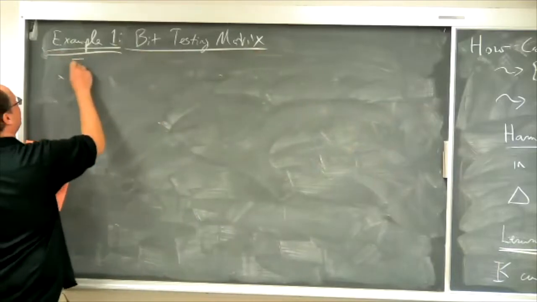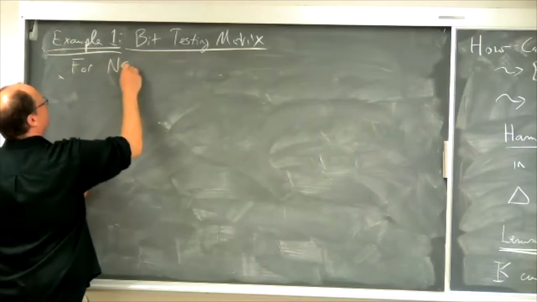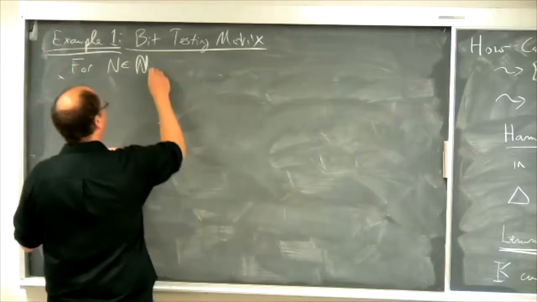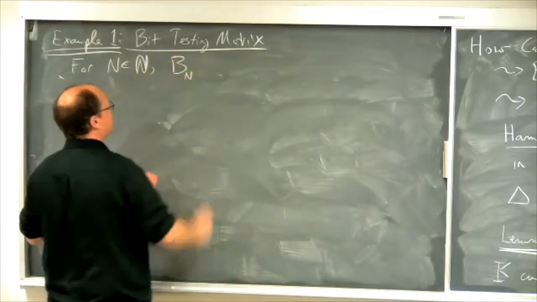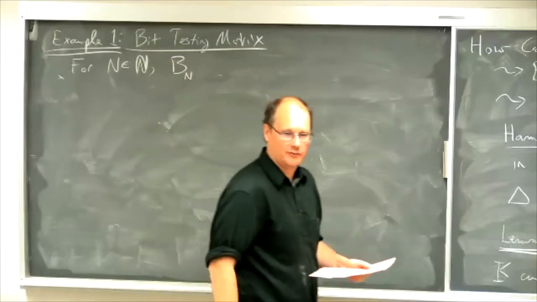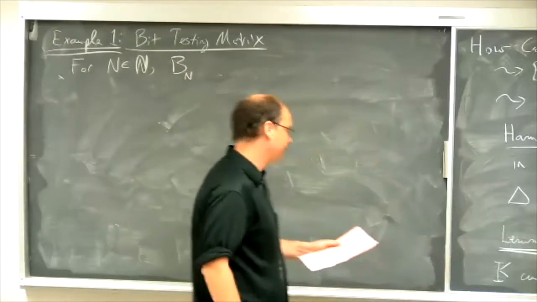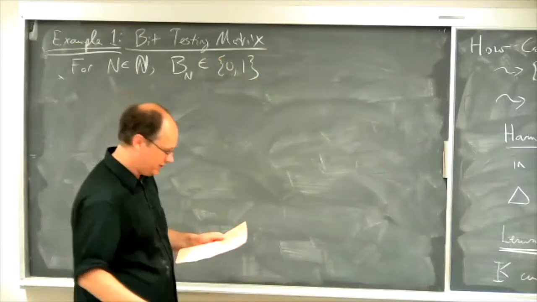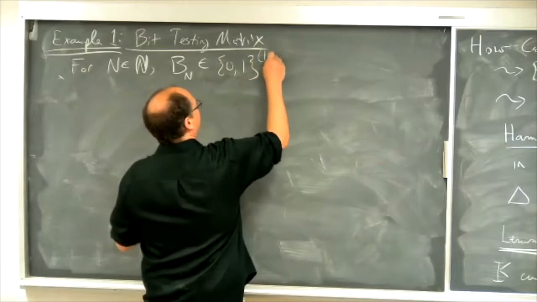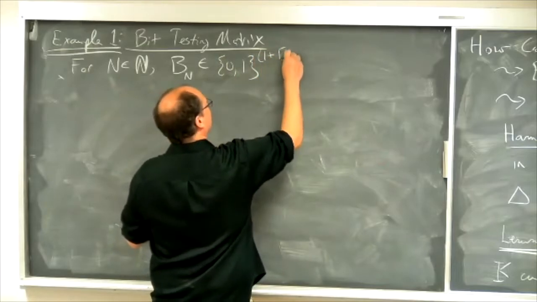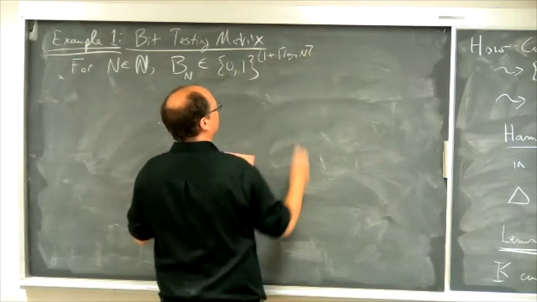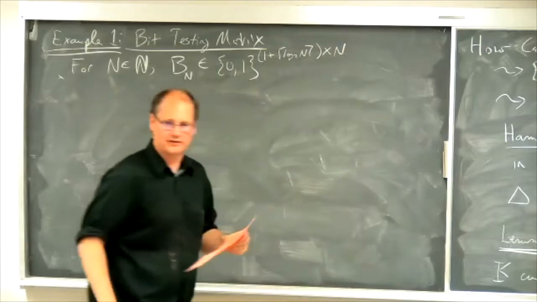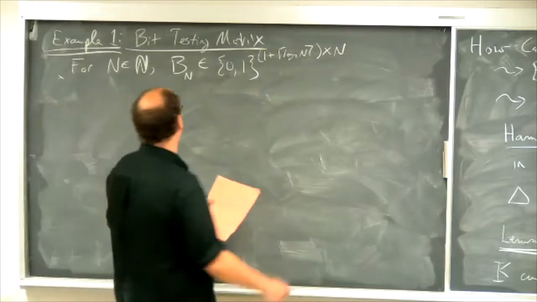So here's how I'm going to construct this guy. For any number of columns n I'm interested in, I'm generating my bit testing matrix B sub n. It's going to be a 0, 1 matrix as we require it to be. It is going to have 1 plus the ceiling of log base 2 of n rows always, and n columns, right?